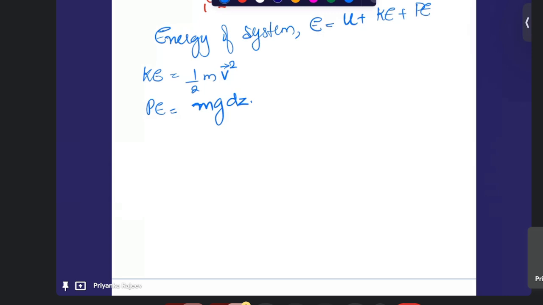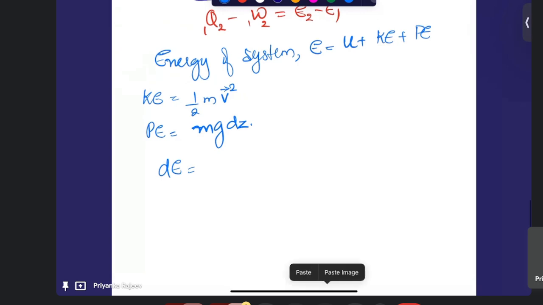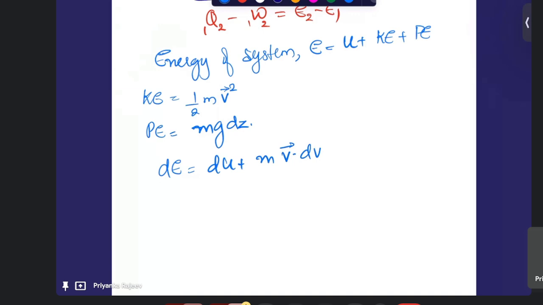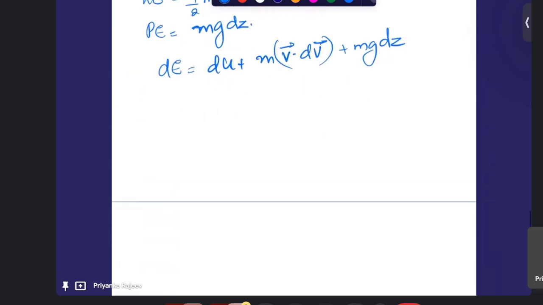Okay, so combining all this, we can write dE, that is the change in total energy of the system, equal to the change in internal energy dU, plus m V dot dV, so this is V square, I'm writing it in this form, plus mg dz. Okay, so this is the energy equation that we are seeing.